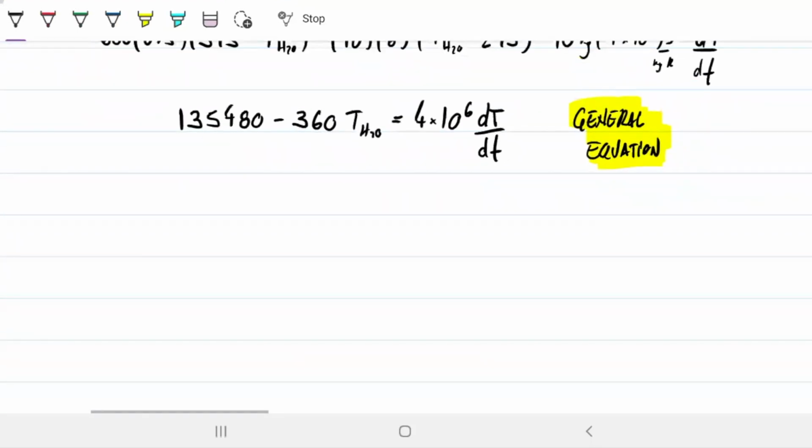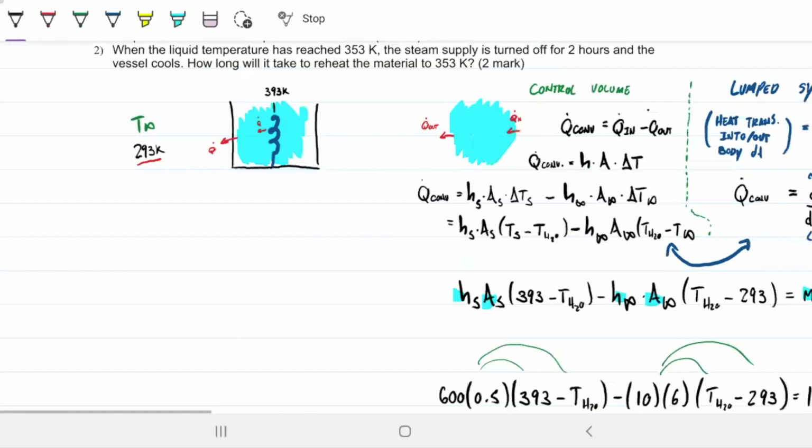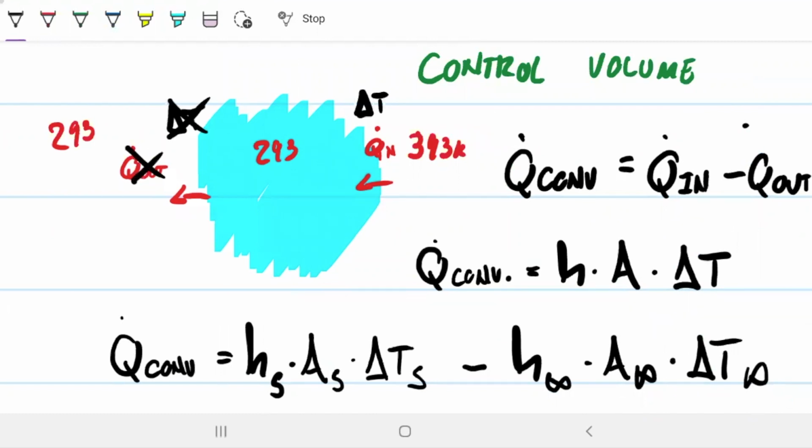Check out what's going to happen. Remember what's going to happen. Let's try to do a graph to make it easier for us to understand. On this axis here, I'm going to put this guy, and on this axis here, I'm going to put time. Okay, what is happening? Let's go back to our drawing. In the beginning, before anything starts, this is 293 Kelvin. This is 293 Kelvin. This is 393 Kelvin. Right? So in the beginning, my delta T over here is greater than my delta T over here. As a matter of fact, there's no delta T over here. There's no Q out in the beginning. So I only have energy going in.